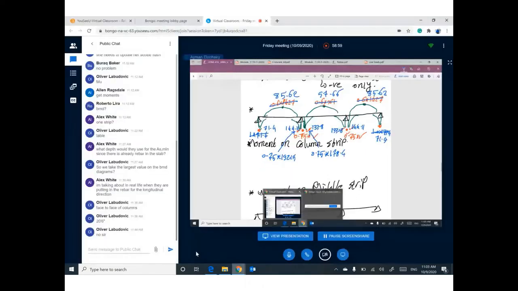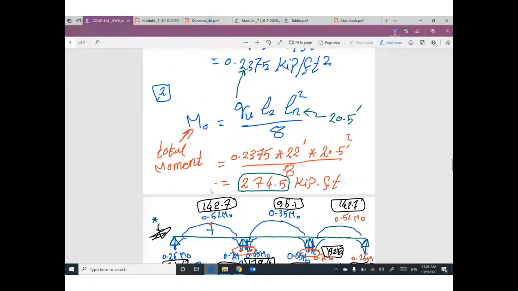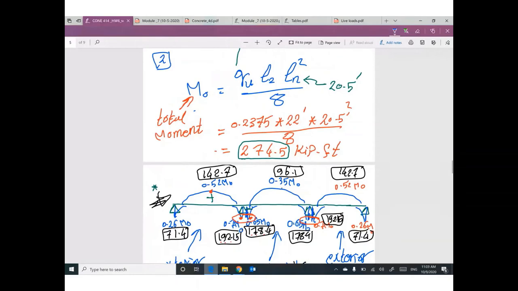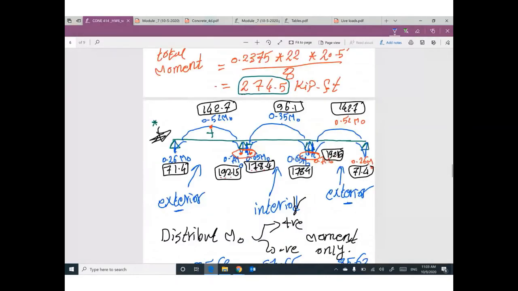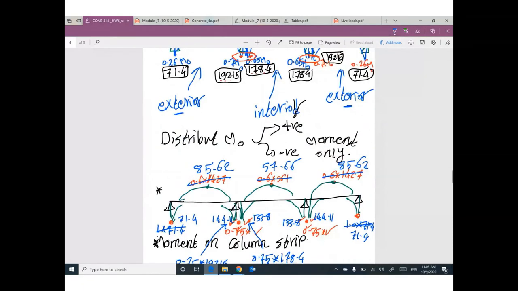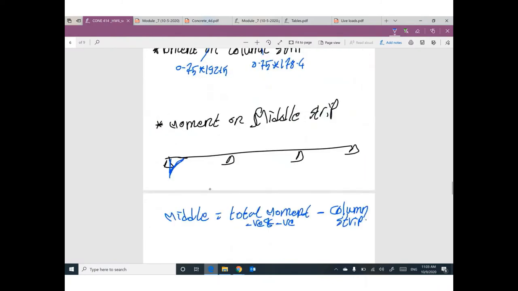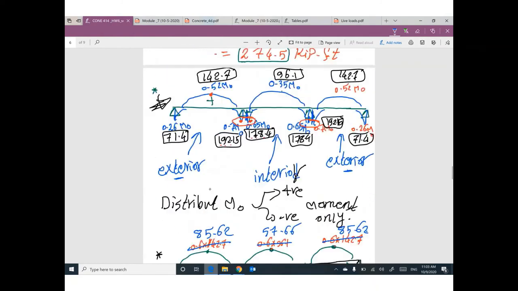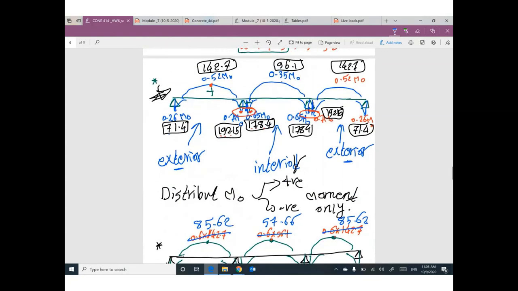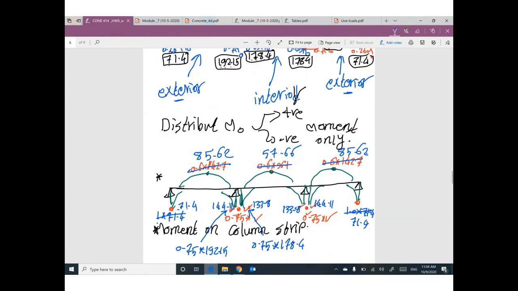So guys, after I calculated the total moment, I distributed it between positive and negative. The positive and negative were distributed to column strip. Middle strip will be the total moment in negative and positive values minus column strip. What do I mean? If you are looking at this value, it will be 71.4 minus 71.4 is 0. We don't have moment here.